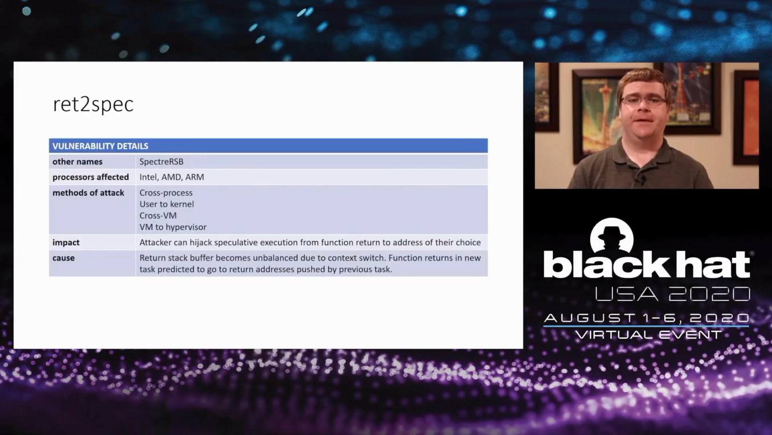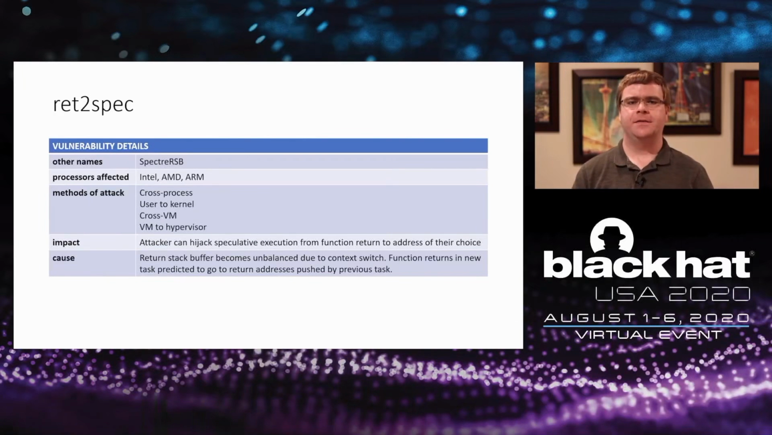First up is retrospec, an attack that uses the RSB, the return stack buffer. This is a predictor that remembers where function calls came from, so that execution can go back there when we hit a return. This can be a lot faster than waiting for the return address on the stack to get pulled in from cache or from RAM. The RSB works great when one thread is executing uninterrupted. But when a context switch happens, it's possible for the RSB to become unbalanced.